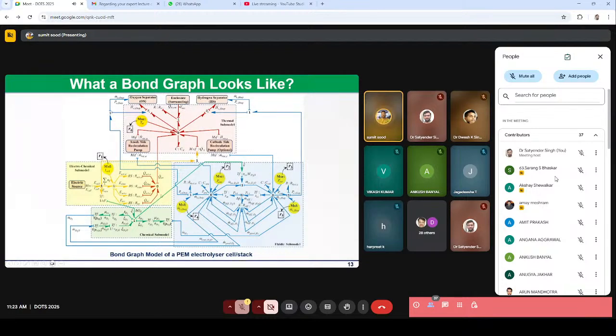What I told you is that it is a graphical representation. So you can see here that it's a graphical representation, and the power exchange between different elements is represented through a bond. You can see these arrows here. These arrows are called bonds. They represent the power exchange between the different components and different elements. From this comes the name bond graph. By the end of this presentation, I hope you will all be able to understand what this model is.